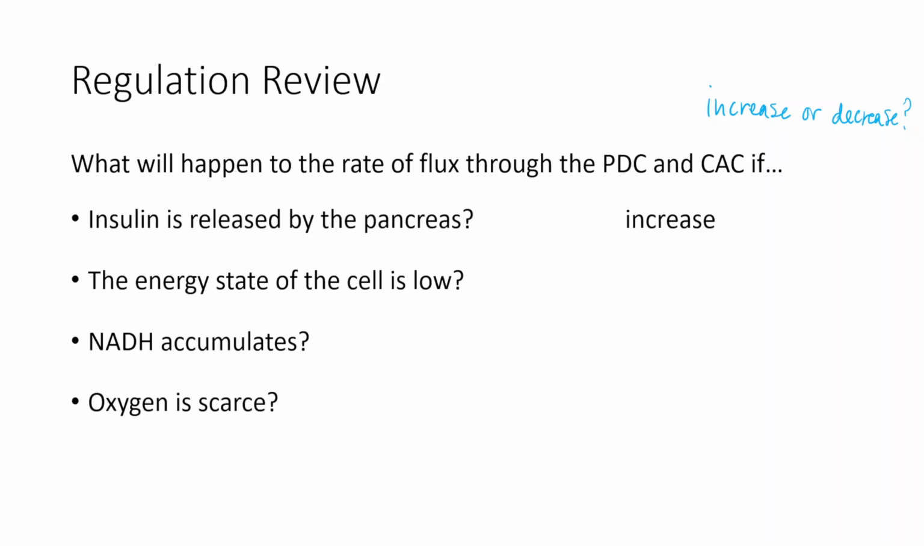So how about when the energy state of the cell is low? Yeah, it will also increase. And why might that be? Yeah, exactly. You're lacking the ultimate product, which is going to be ATP. So you're going to want to make more by going through both of these processes. And which molecules might you have a lot of, indicating that you have a low energy state? Yeah, ADP and AMP. And you might have a little bit or low amounts of what molecule? Yeah, ATP.